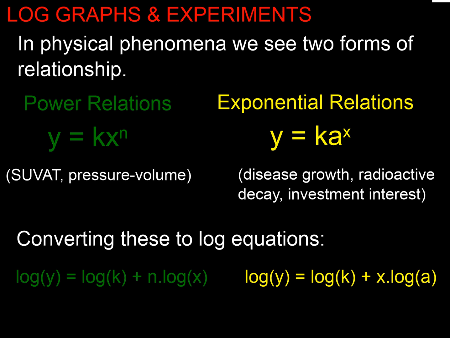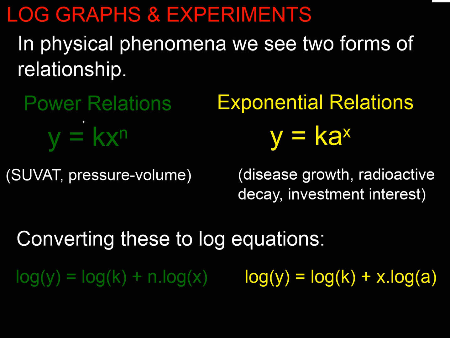Okay, so we see two groups of relationships in physical phenomena. The first one I'm going to call power relationships: y, whatever our output is, equals some constant multiplied by x to a power n, hence I call it a power relationship. You might think of that as in SUVAT, where you've got a t squared, or air resistance being v squared, or pressure times volume equals a constant. So you could have P equals, if we changed the volume in an experiment, we could see how the pressure went.